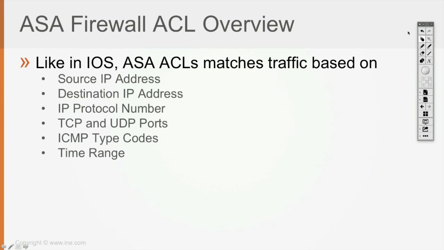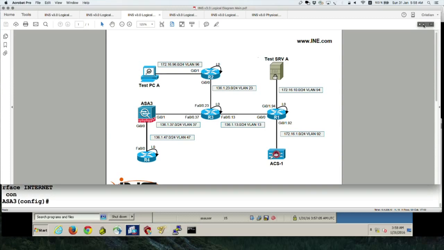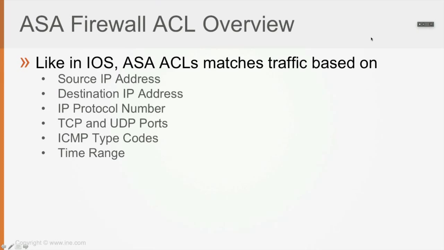Okay. Now the ASA, let's speak about ACLs. So the ASA firewall ACL configuration overview: just like on the IOS, ASA ACLs can match traffic based on source IP, destination IP, IP protocol number, TCP/UDP ports, ICMP type codes, time ranges. So pretty much all of the options that are also available on the IOS.